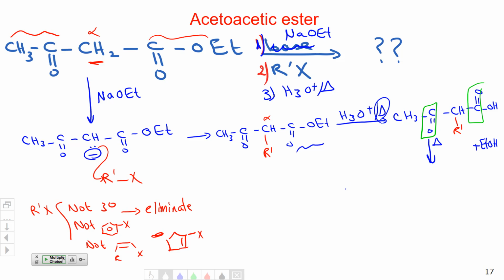So the end result of this is a methyl ketone, because I have methyl and C double bond O. This is the alpha carbon, which is this one in the starting material, and the R prime is the alkyl halide. What I'm going to do next is summarize it, so that you see the 3 steps to directly predict the product.